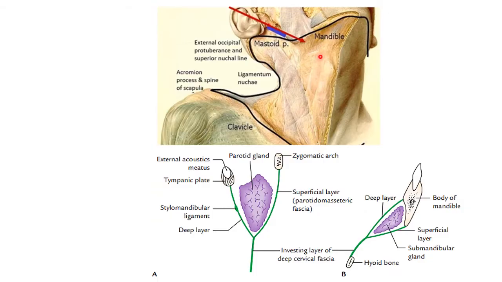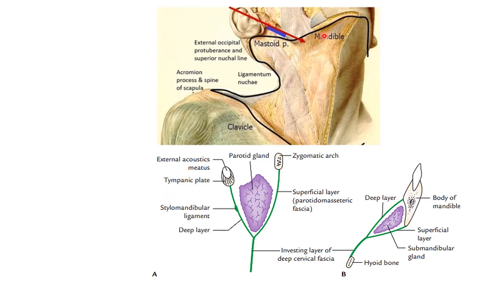Now we will trace the investing layer of the deep cervical fascia vertically. When we trace it upward, just above the hyoid bone, it splits into two, and these two layers enclose the submandibular salivary gland. The anterior layer covers the surface of the submandibular gland and is attached to the lower border of the body of the mandible. The posterior surface covers the medial surface of the submandibular gland and is attached to the mylohyoid line.